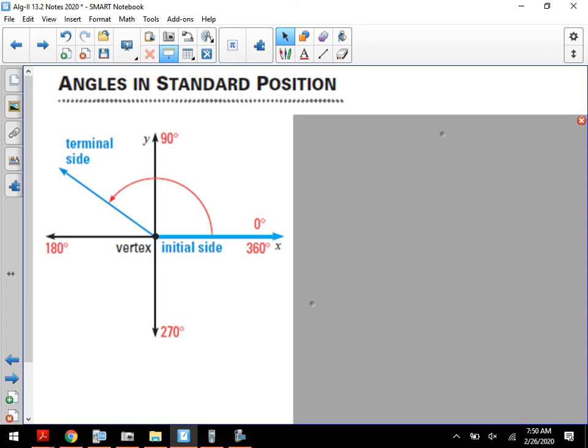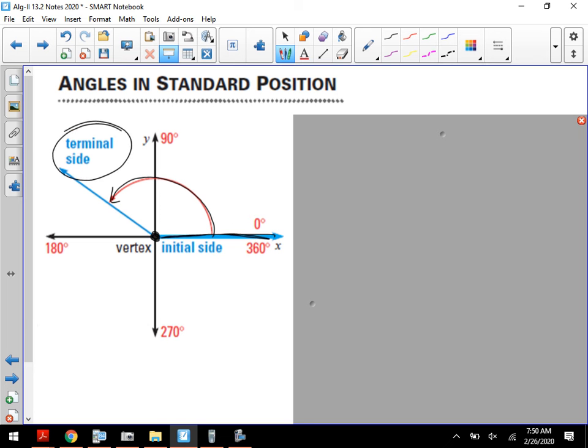Right? Now, what happens is you have your initial side on the right. The vertex is always at the origin. Okay? The vertex will always be placed at the origin. The angles open up to what we call the terminal side of the angle, the other side. Okay? The terminal side lies within specific quadrants. It could lie in the first quadrant. Remember how the quadrants go? Quadrant 1, 2, 3, and 4.